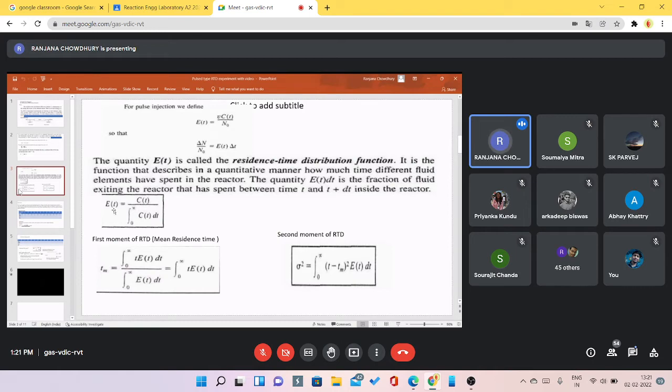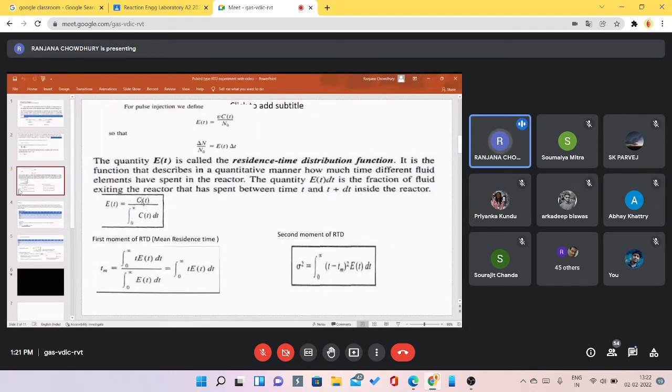And this E(t) is nothing but C(t) divided by the integral of C(t) dt. Now the thing is, you will take samples at different intervals, and you will also determine the concentration of the tracer in the sample. So you will have the values of concentration against time. So for that, you can determine this denominator by numerical integration. You can apply Simpson's rule and you can evaluate the integral of C(t) dt.